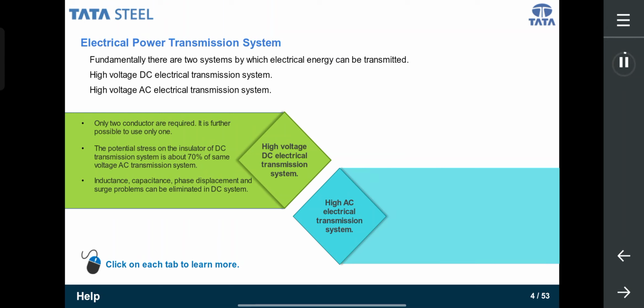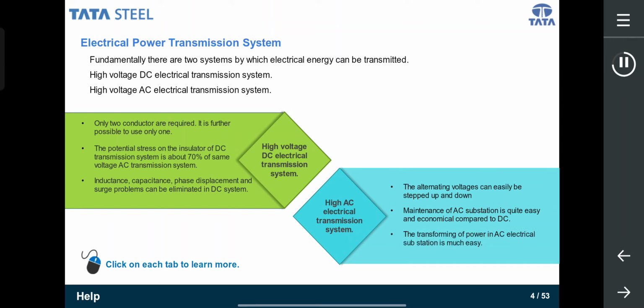The second type of system is high voltage AC electrical transmission system. These are the advantages of it. The alternating voltages can easily be stepped up and down, which is not possible in DC transmission system. Maintenance of AC substation is quite easy and economical compared to DC. The transforming of power in AC electrical substation is much easier than motor generator sets in DC system.